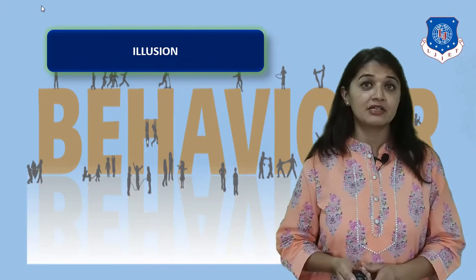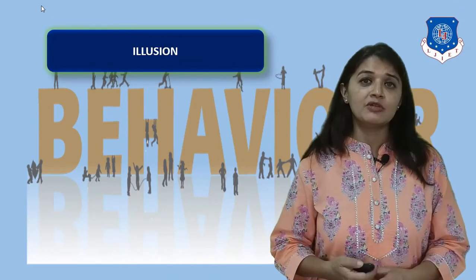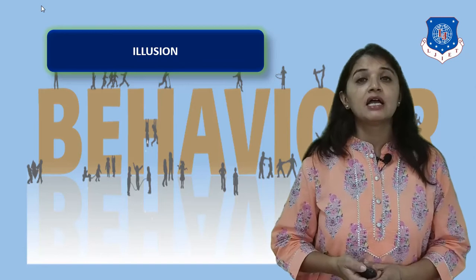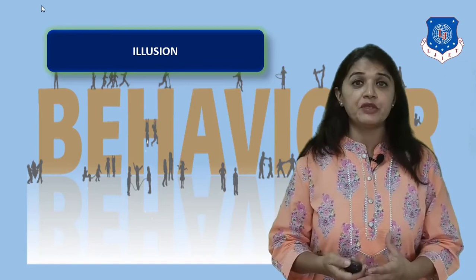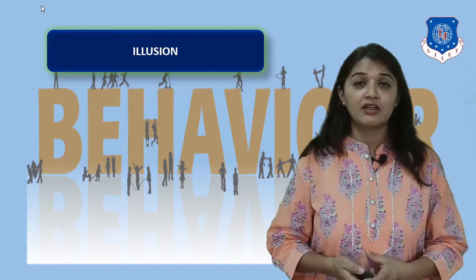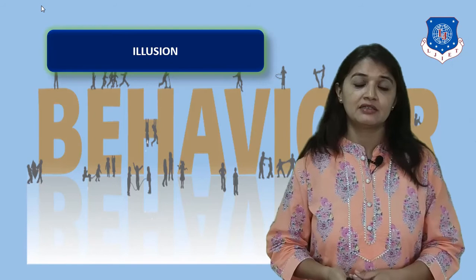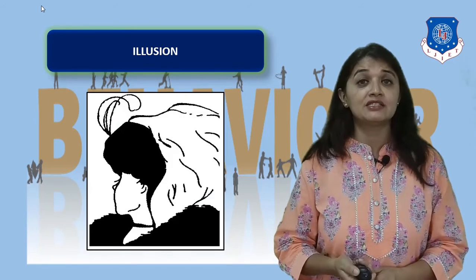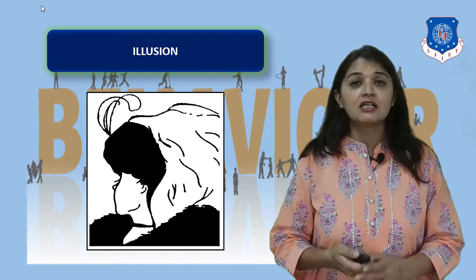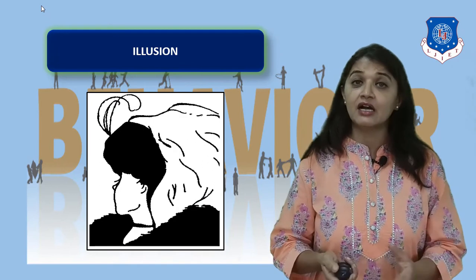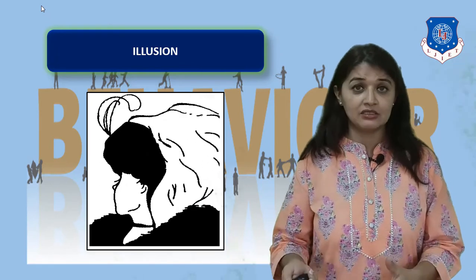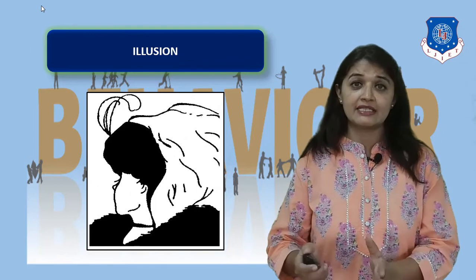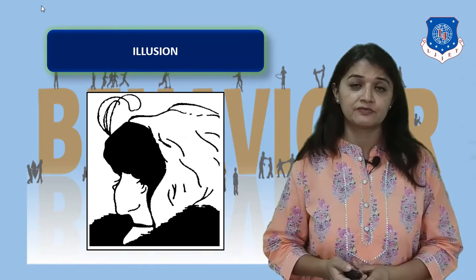The first error is illusion. You all must have heard the word illusion. Illusion means creating an experience about something which may not be the reality. To give you an example, have a look at this famous picture. Some of you may see a young lady in this picture, while others may see an old lady. This is a classic example of visual illusion.